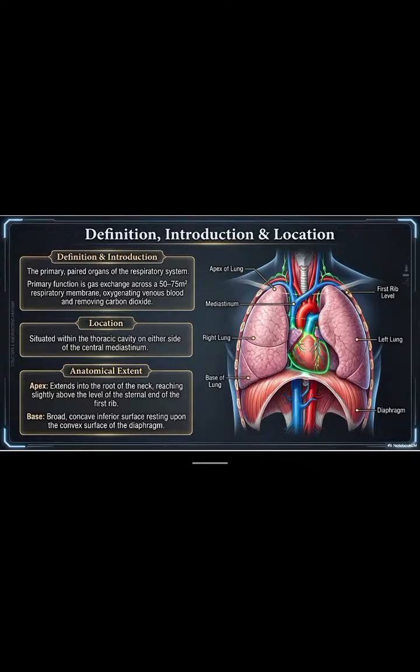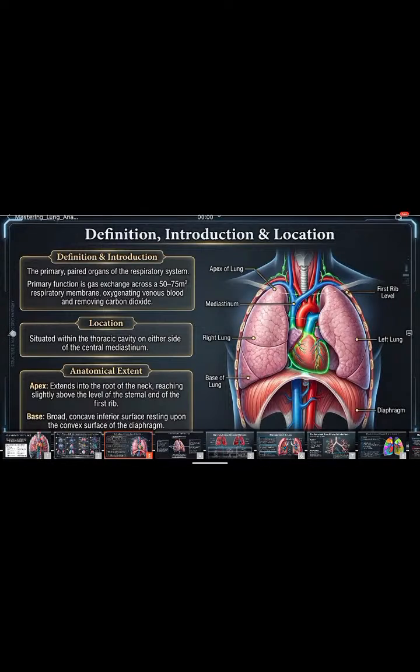We are talking about the anatomical extension. The apex extends into the root of the neck, reaching slightly above the level of the sternal end of the first rib. The apex of the lung is 2 to 3 centimeters above the clavicle and the first rib. So after the clavicle, when you measure 2 to 3 centimeters, you now see the apex of the lung, which moves in and out during respiration. So the base is broad, concave. Now, I want to explain something to you.